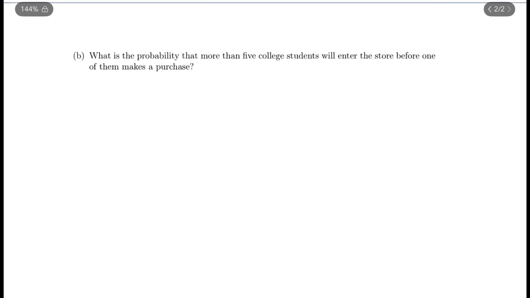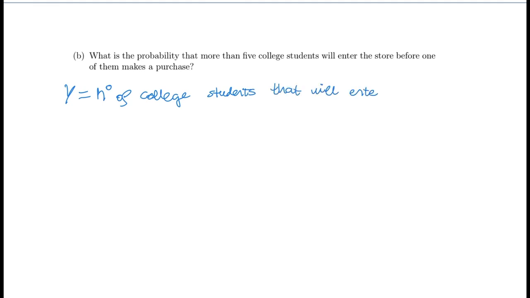Now we have another problem, which is to calculate the probability that more than 5 college students will enter the store before one of them makes the purchase. So we have to describe a different variable, which is Y equal to the number of college students that will enter the store before the first one makes the purchase.